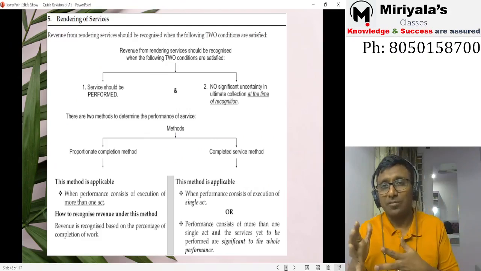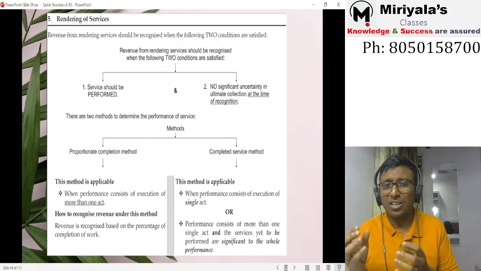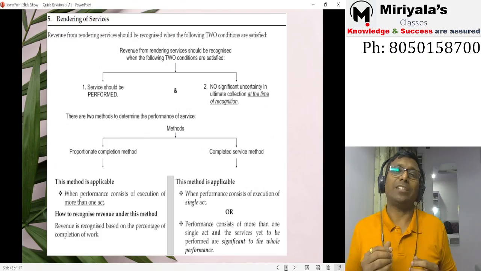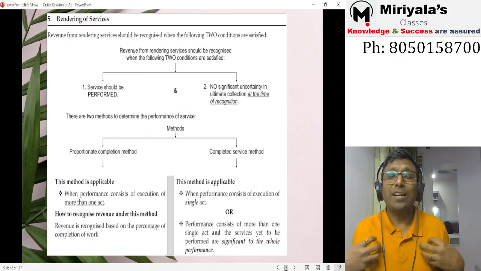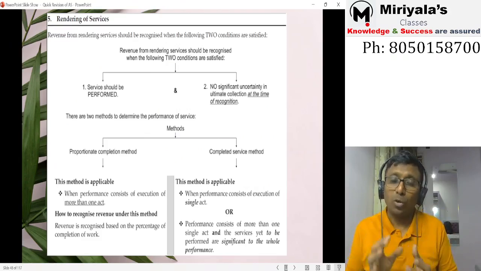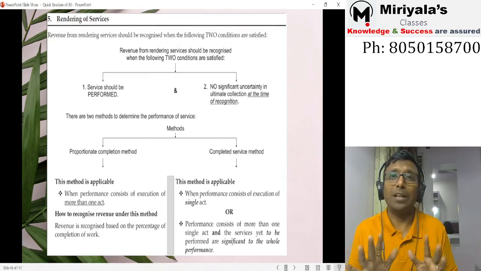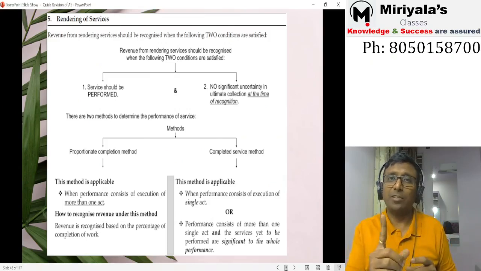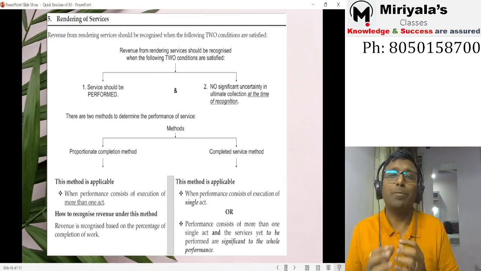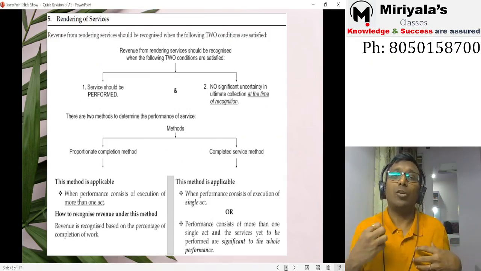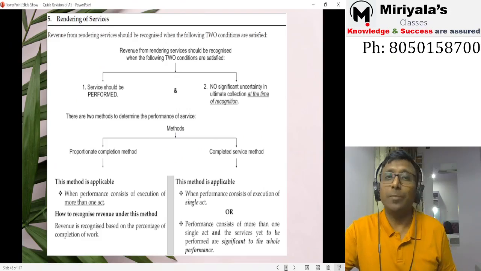The completed service method is generally used when there is only one kind of activity. Suppose I am supposed to file an income tax return for some client. When do I get the right to ask money from you? Only after completion of filing. Correct? So when only one activity is involved, when the significantly major work is entirely performed, then only I will get the right to ask. That time only I should recognize the revenue.